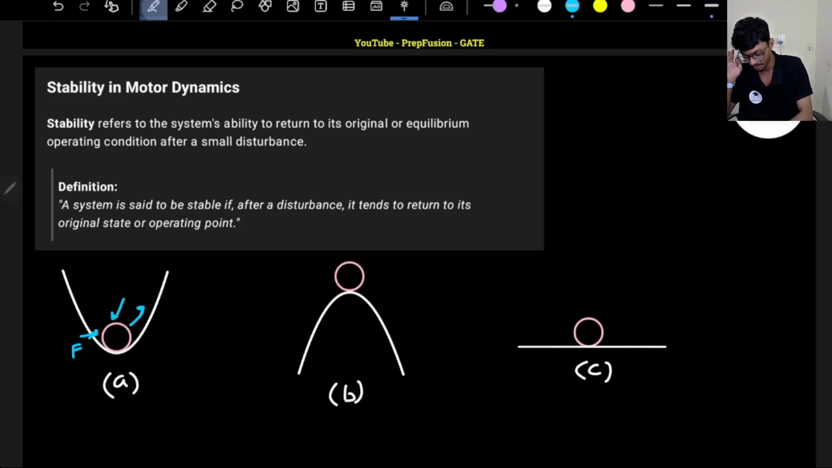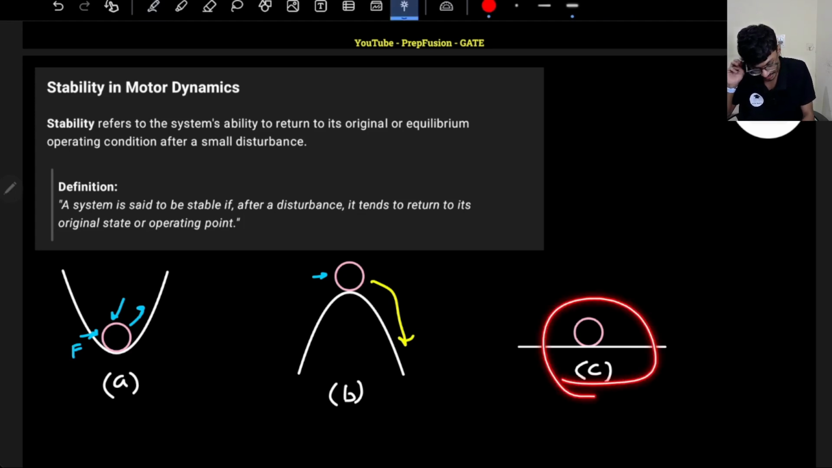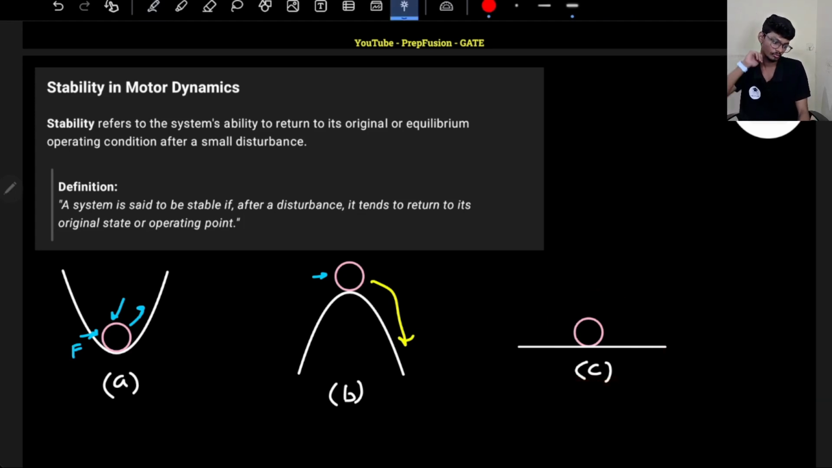What about this point? If I provide even a very small disturbance, this will start from here and totally come down, right? So basically it is not reaching its previous state. Here also, if I provide a very small disturbance, will it return to its original path? No. This system is not inherently stable, right?